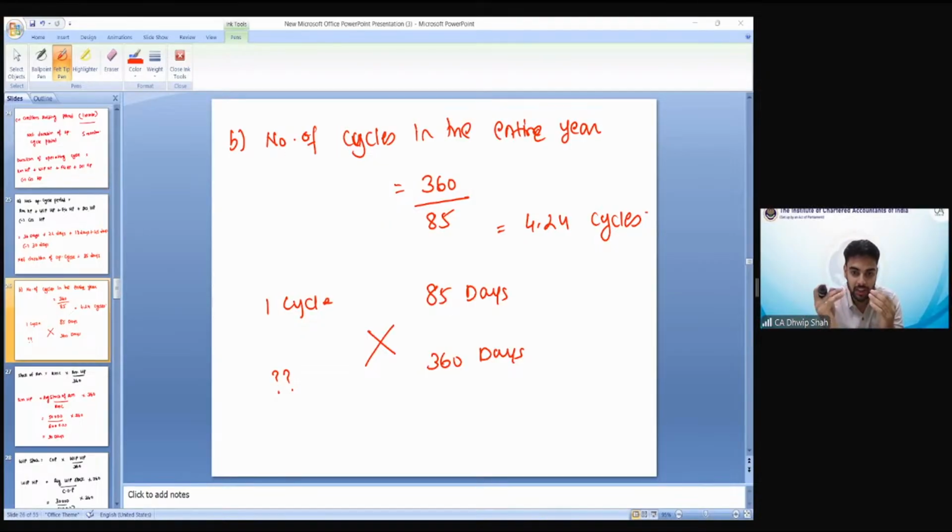Then we solved two practical problems so that you get better clarity on how to solve a working capital question. And last but not the least, we learned the concept of working capital cycle and the duration of working capital cycle. Any doubts in today's session, friends? I hope it added some value in your academic life.